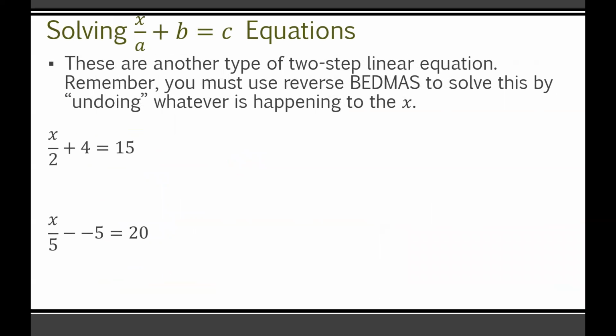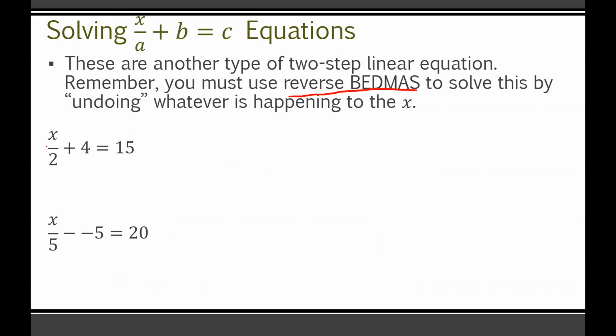All right, next up, we have a new type of two-step linear equation to solve. It's x over a plus b equals c type equations. Although this is a new type of linear equation, really it's the same idea. We just have to still use reverse BEDMAS to solve by undoing whatever is happening to the x.